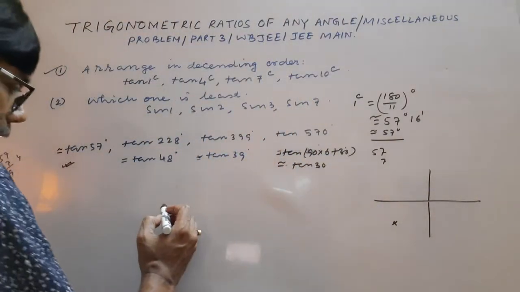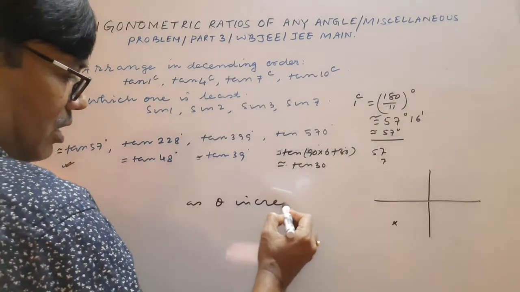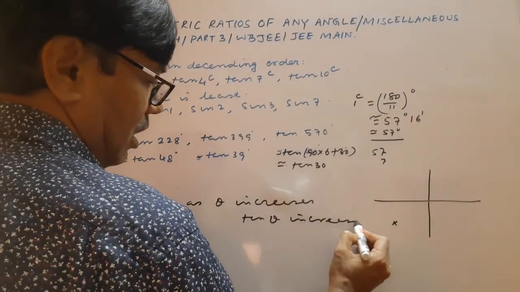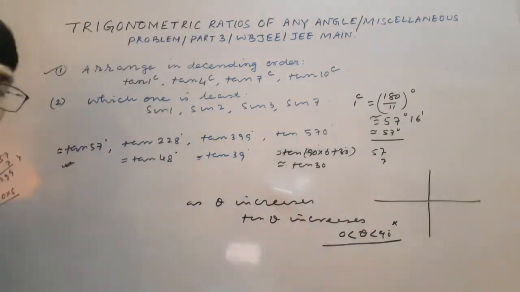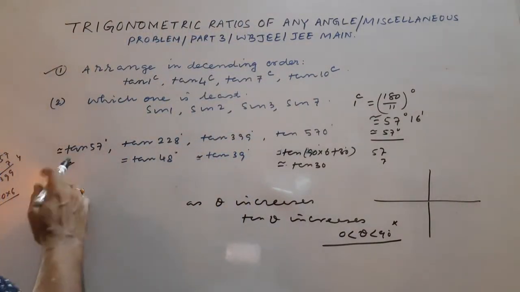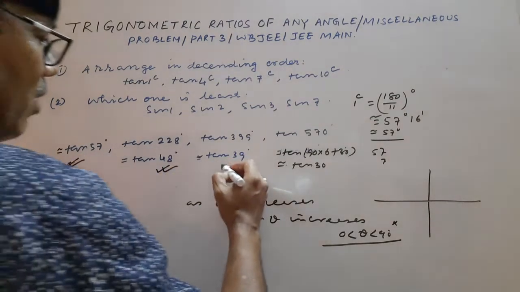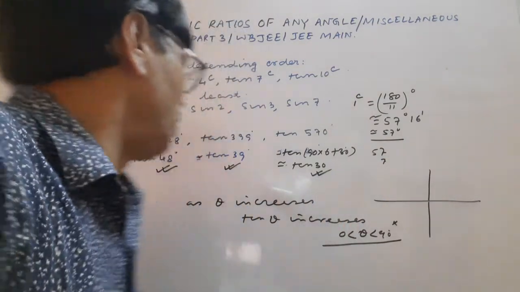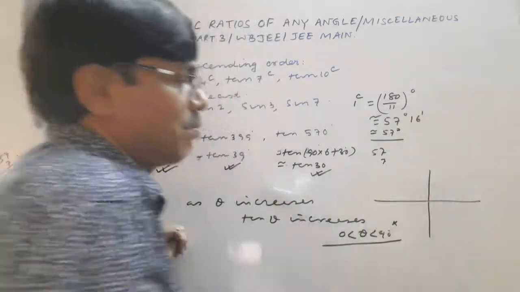And you know, as theta increases, tan theta increases in 0 less than theta less than 90 degrees. We know it. So which one is greater? Tan 57 is the greatest, then tan 48, then tan 39, and then tan 30. So the simplified form is this. You have to keep in mind that we have taken this as 57 degree.